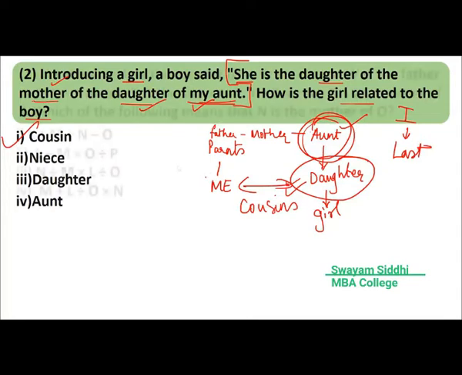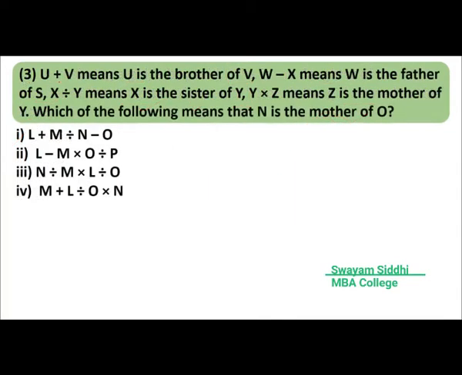Moving to the next question. Question number 3. U plus V means U is brother of V. W minus X means W is the father of X. X divided by Y means X is sister of Y. Y multiplied by Z means Z is the mother of Y. Which of the following means that N is the mother of O?